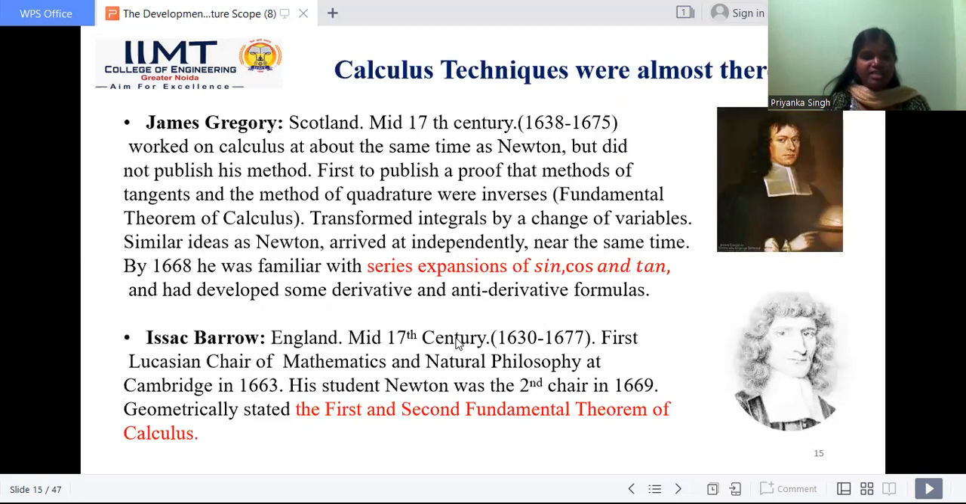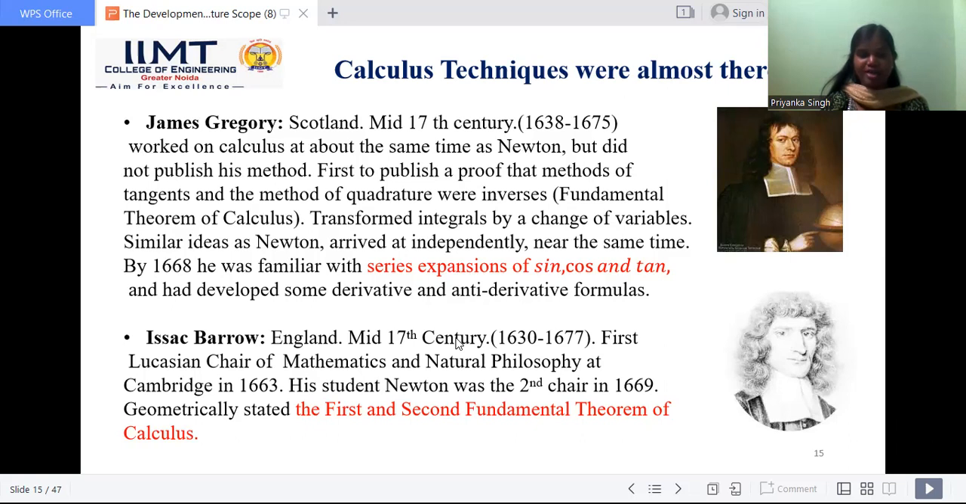Gregory worked on calculus at about the same time as Newton, but did not publish his method. He was the first to publish a proof that the methods of tangents and the method of quadrature were inverses. The fundamental theorem of calculus transformed integrals by change of variables. Similar ideas Newton arrived at independently. Near the same time, by 1668, he was familiar with series expansions of sine, cos, tan, and had developed some derivatives and antiderivatives formulas.